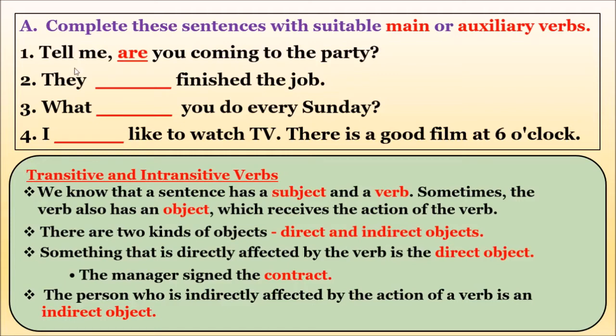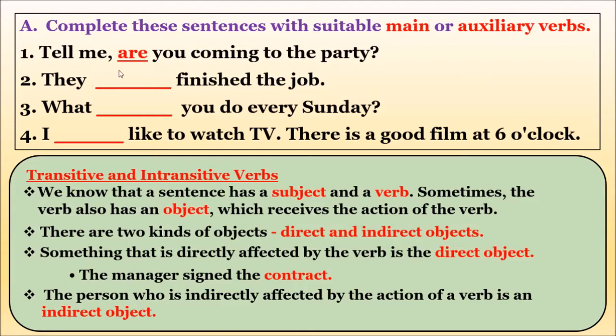Now, first one, tell me, dash, you coming to the party. Here, coming is a main verb. So when the main verb is already in the question, we have to use a helping verb, that is, an auxiliary verb. Tell me, are you coming to the party? Second one, they dash finish the job. They have finished. Finished is a main verb, an action verb, with ed. When it is past tense, what will you use here? They have. The helping verb we have to use here is have. They have finished the job.